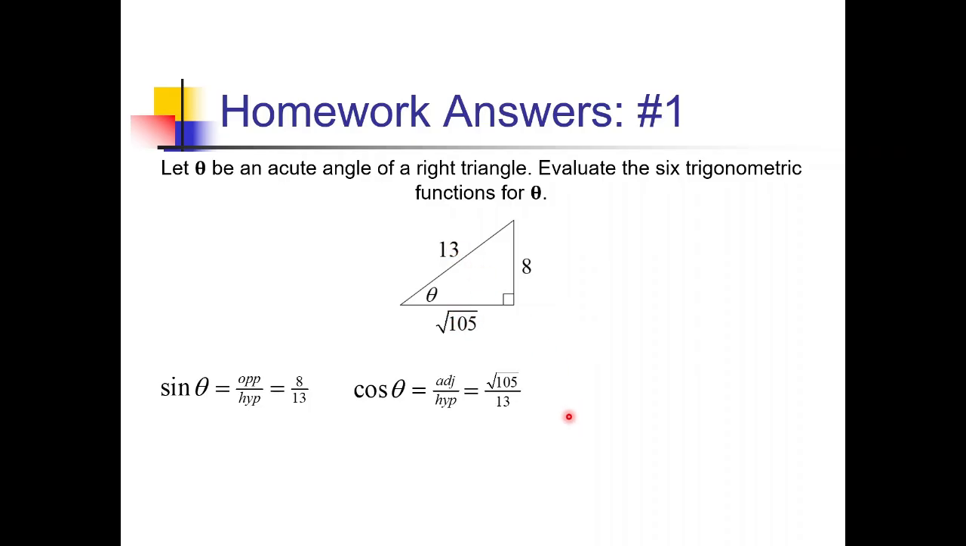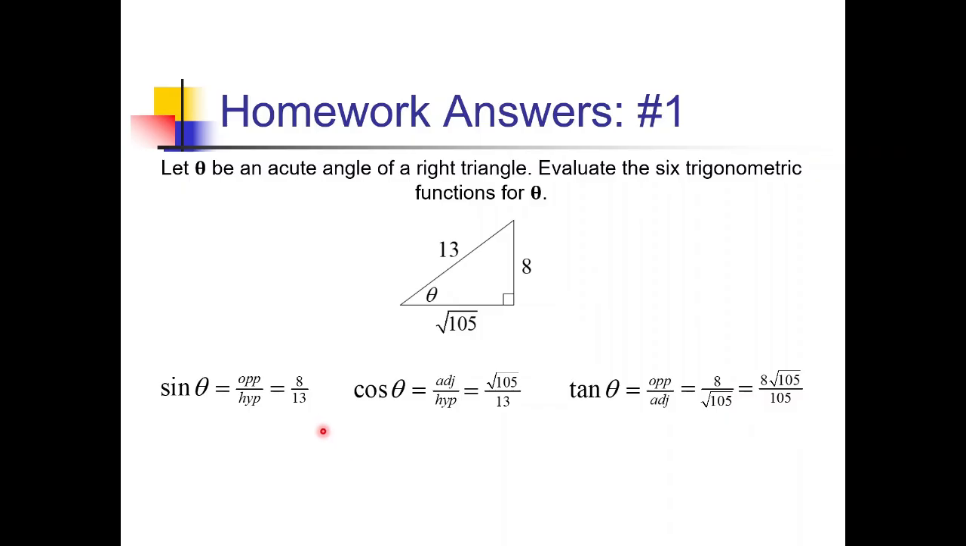And then for tangent, we've got opposite over adjacent. So that's going to be 8 over radical 105. And we're going to multiply the top and bottom by the square root of 105 just to get that radical out of the denominator. So that's 8 radical 105 over 105, which I can't really reduce anymore.